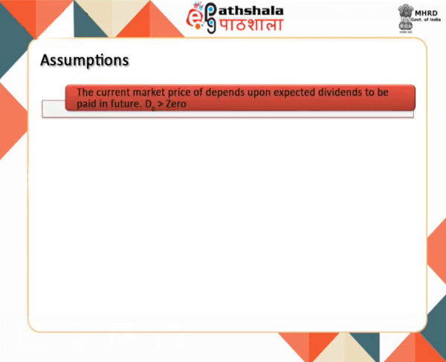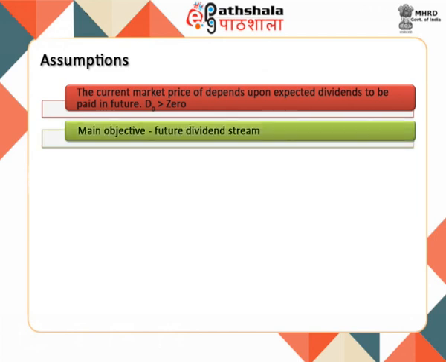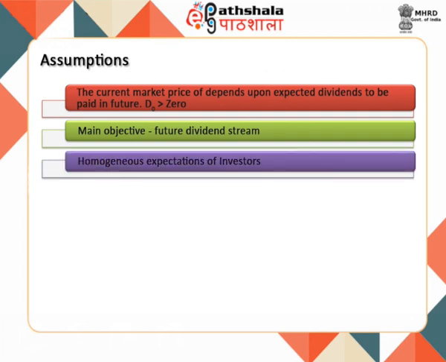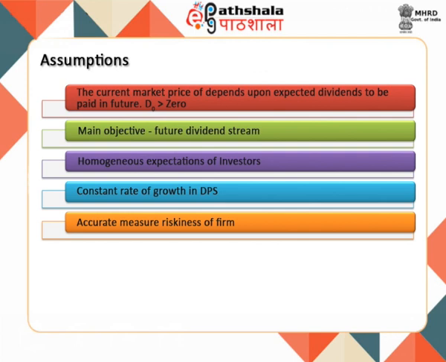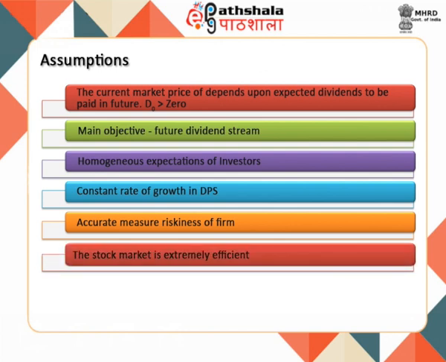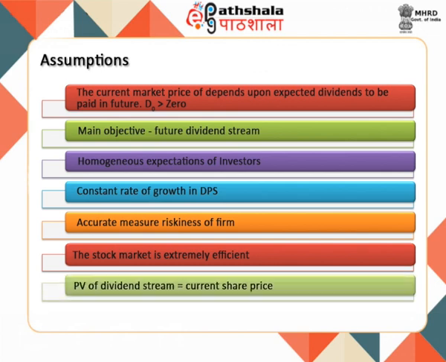These are: the current market price of the share depends upon the expected dividends to be paid in the future. The initial dividend is greater than zero. The main objective of investors behind buying shares is to acquire a future dividend stream. All investors have homogeneous, that is, identical expectations of this future dividend stream. There is constant rate of growth in dividend per share. Investors can accurately measure the riskiness of the firm so as to agree on the rate at which to discount the dividends. The stock market is extremely efficient at pricing securities. Present value PV of dividend stream is equal to current share price, current market price of share.